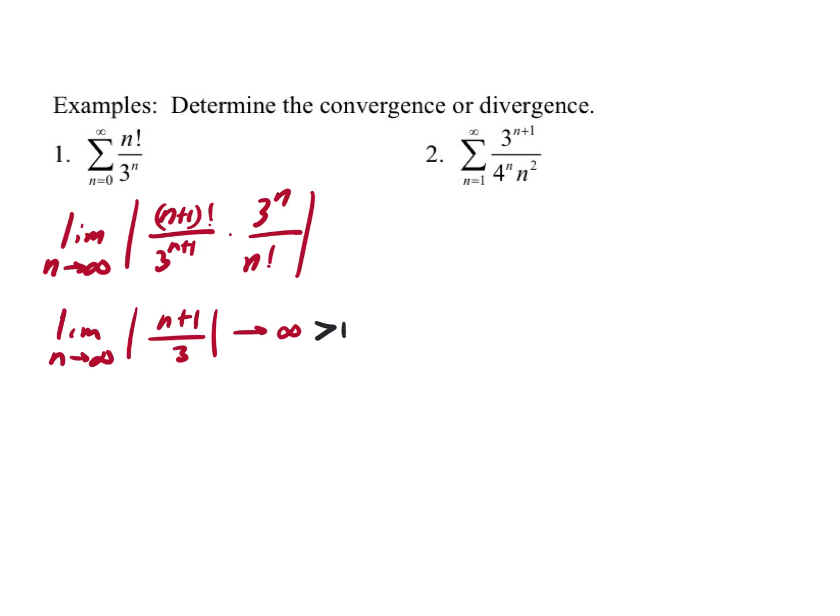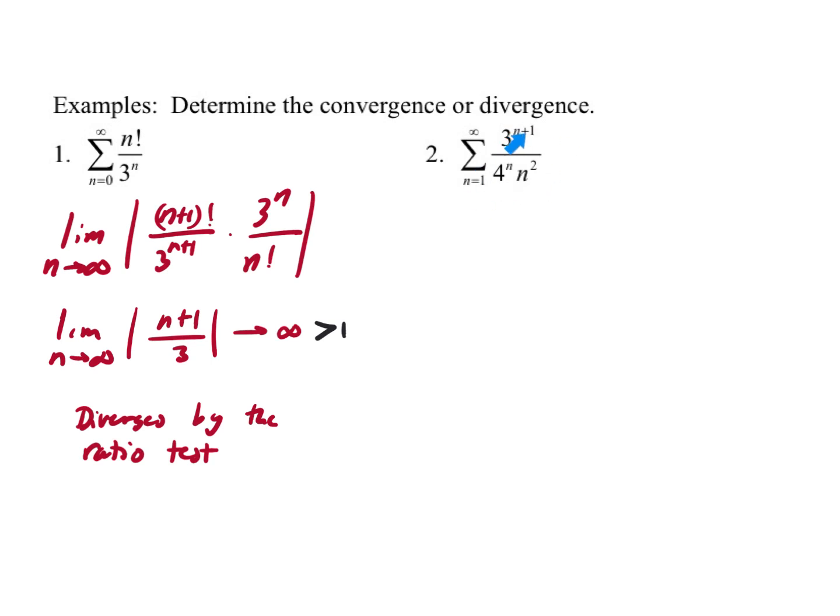Greater than 1 means that this diverges by the ratio test. And that's kind of all there is to the ratio test. And we're gonna use this a lot moving forward. So it's gonna be good for you to get good at this, okay? So let's work on the next one.